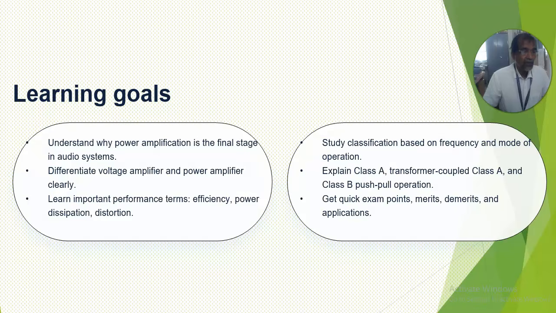So the learning goals: understand why power amplification is the final stage in an audio system. Differentiate voltage amplifier and power amplifier clearly. Learn important performance terms: efficiency, power, dissipation, distortion. Study classification based on frequency and mode of operation. Explanation: brief, not detailed. Brief explanation about Class A, transformer-coupled Class A and Class B push-pull operation, and some important quick points for understanding, to keep in memory for examination.